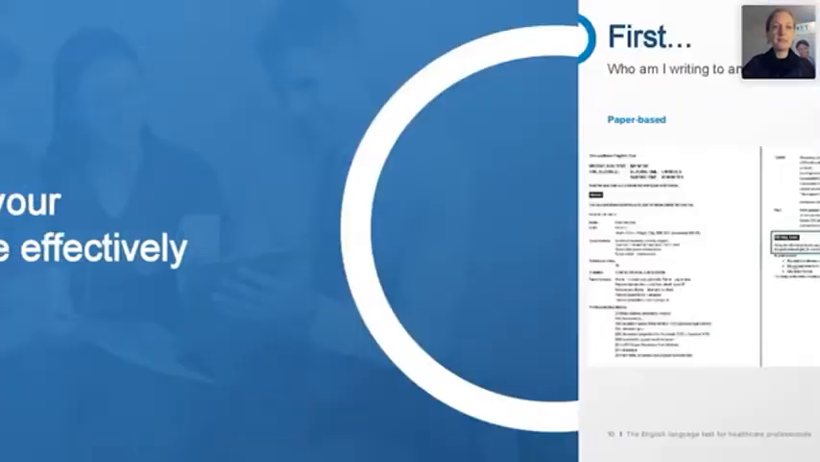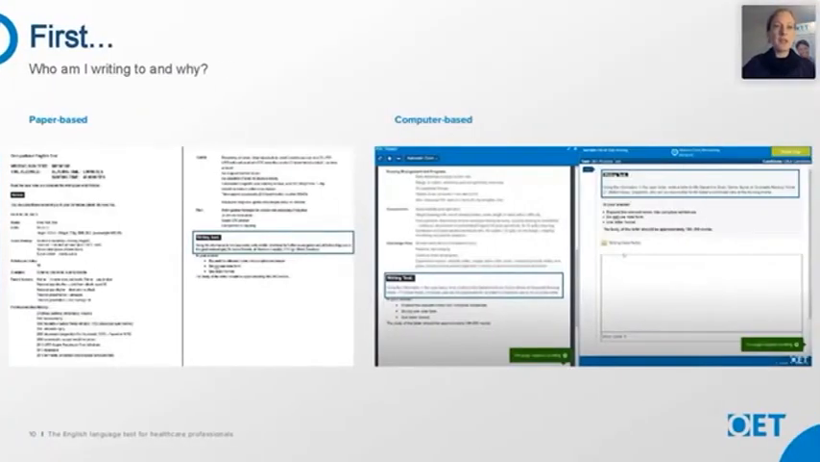So let's walk through the approach to take when completing the OET writing test. First of all, let's think about your 5 minutes reading time. The first thing you want to check is who you are writing to and why. This information is provided in the writing task at the end of the case history. If you're taking computer-based OET, the writing task is provided at the end of the case history and above the box where you will type your answer. And you can see examples of both of these on the screen now. So paper-based looks like the example on the left, and computer-based is like the example on the right.